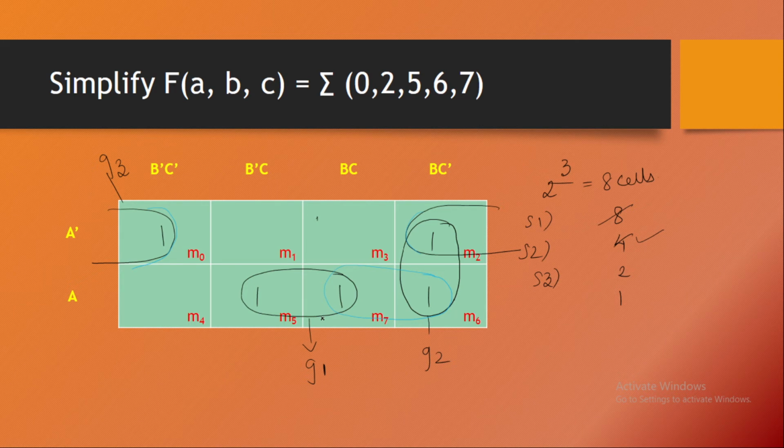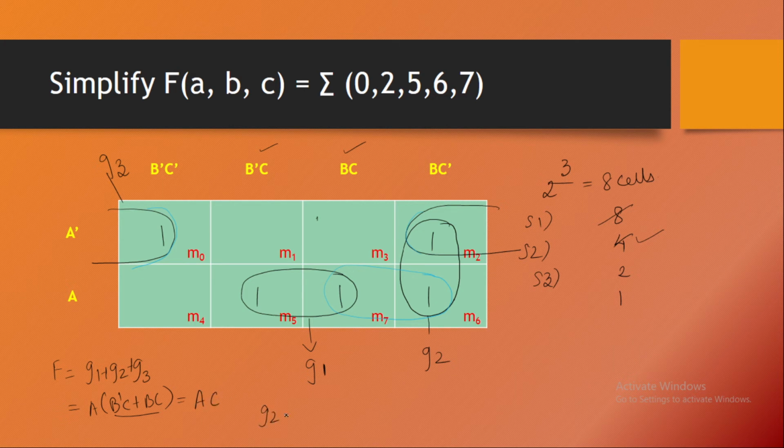So according to my groups, I have 3 groups here. So the total function is G1 plus G2 plus G3. So G1 is given by M5 and M7. So M5 and M7 corresponds to the row A and the column B dash C plus BC. So it is A into B dash C plus BC. So if you have two columns here, B dash C plus BC, definitely C can be taken as common here. So B plus B dash gives me 1. So ultimate answer for this one is A into C. So that is group 1.